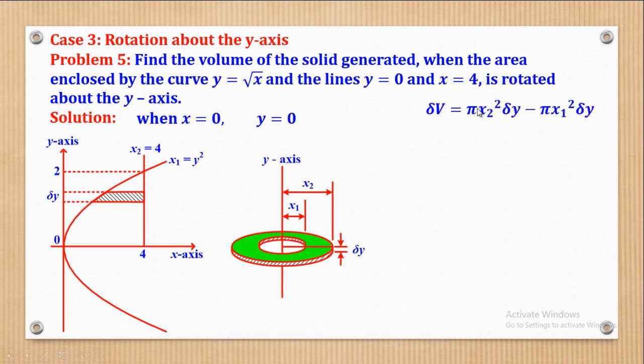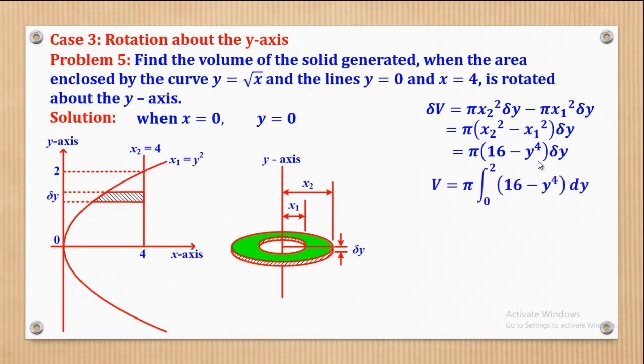So the volume of the bigger elementary disk is pi x2 squared delta y, minus the volume of the smaller elementary disk, which is pi x1 squared delta y, a small change in y. And when I simplify, we'll see that pi is common and the small change in y is common, so I'll remain with this. But I know x2 is equal to 4, therefore x2 squared will be 16. And x1 is y squared, therefore x1 squared will be equal to y to the power 4.